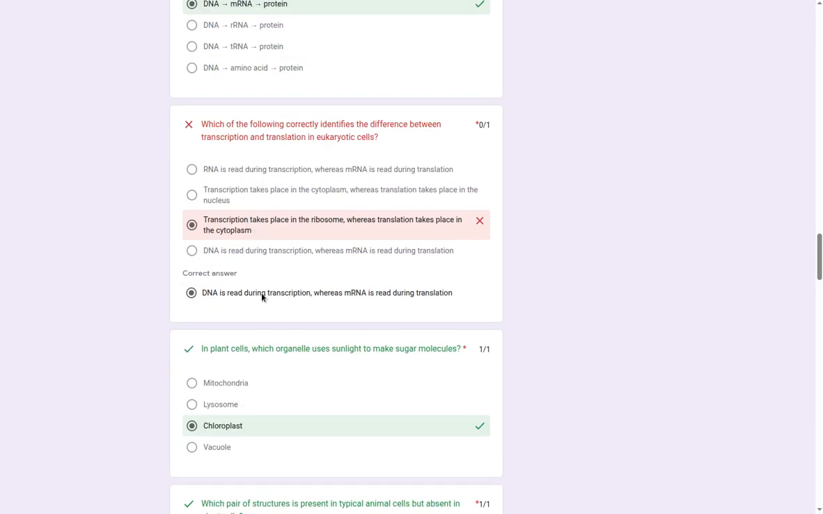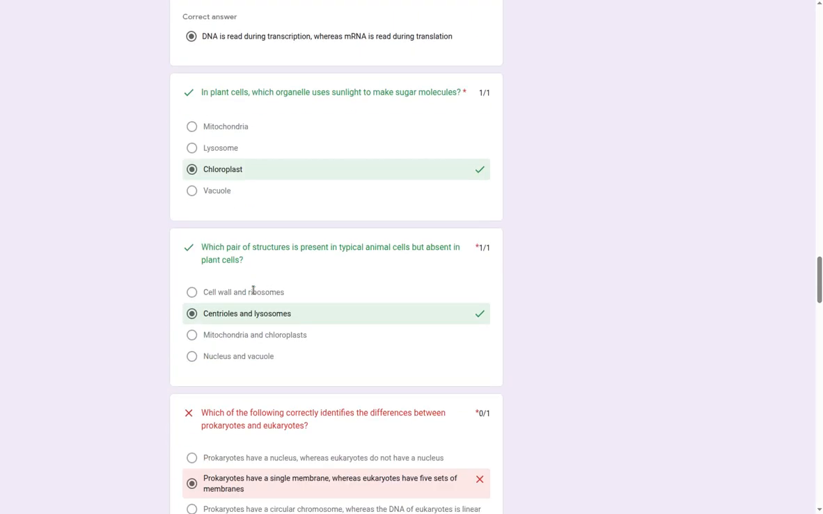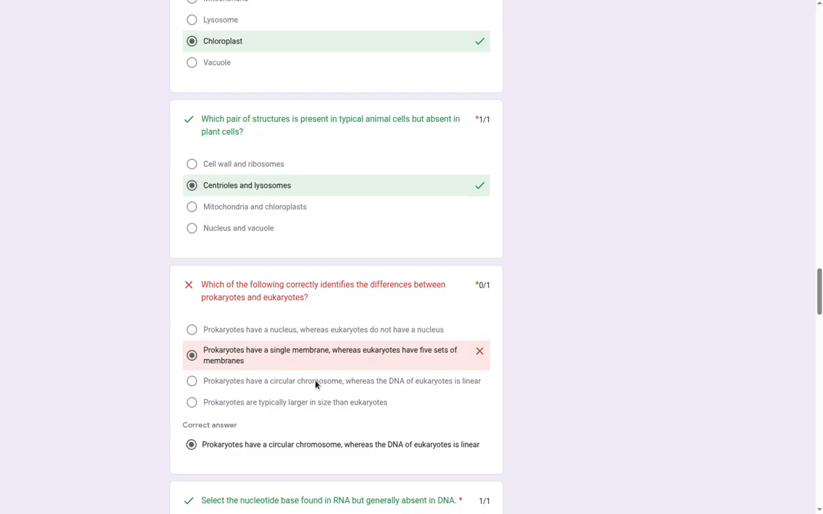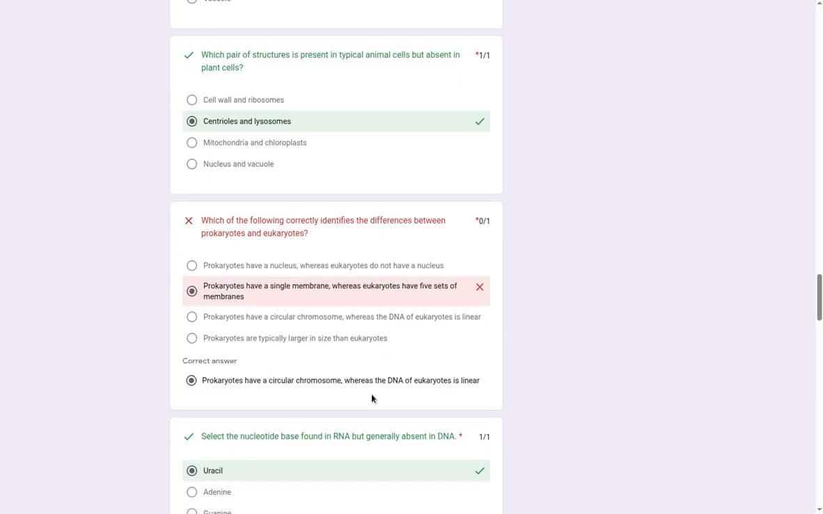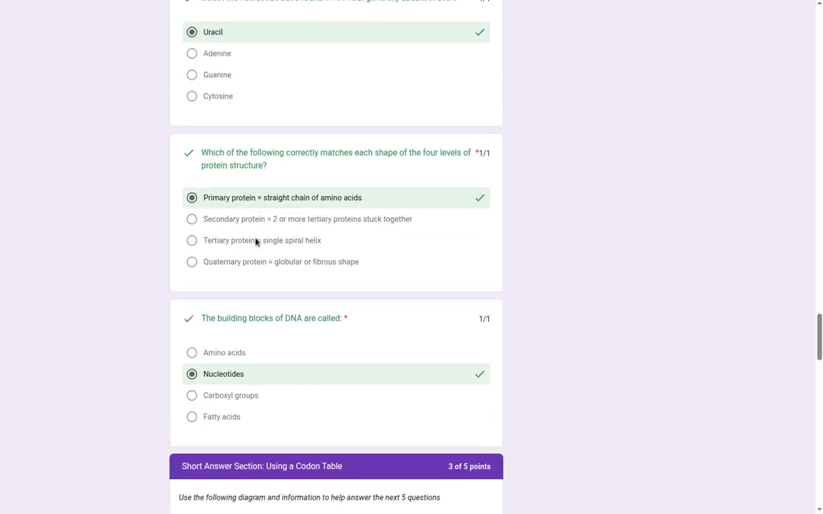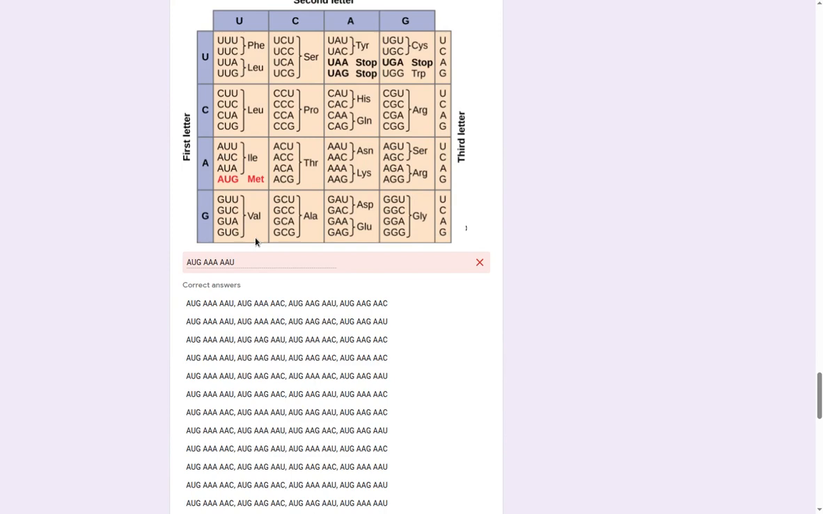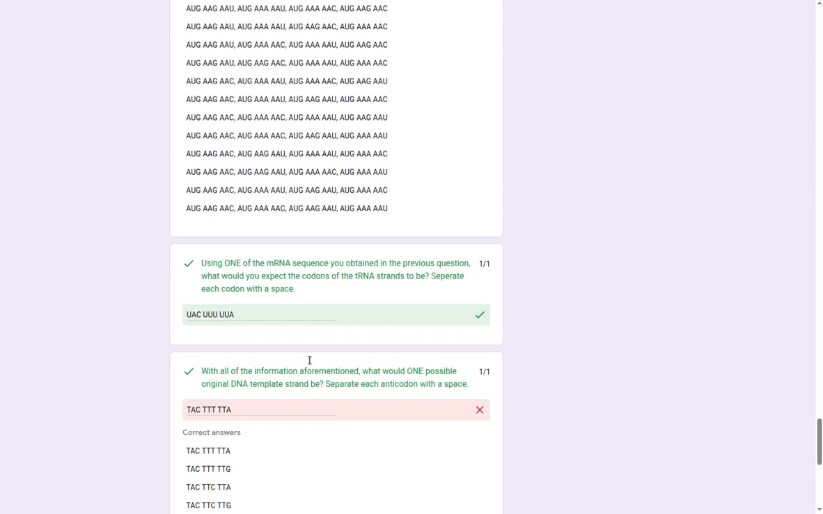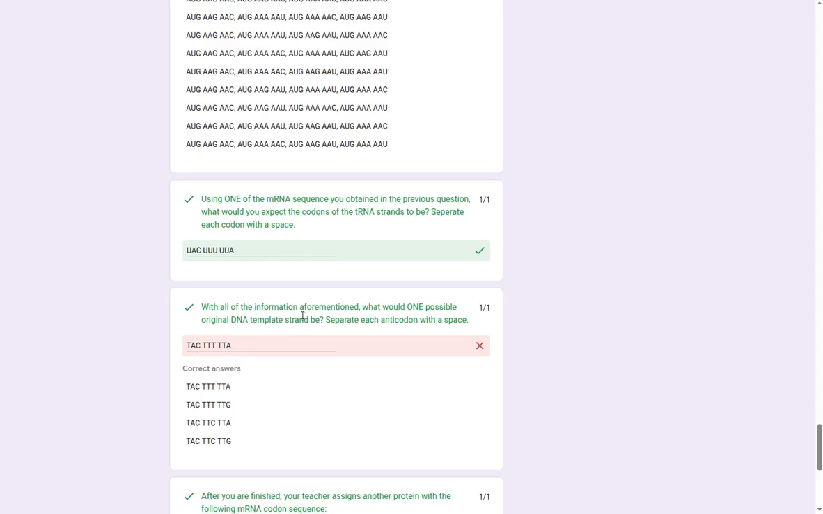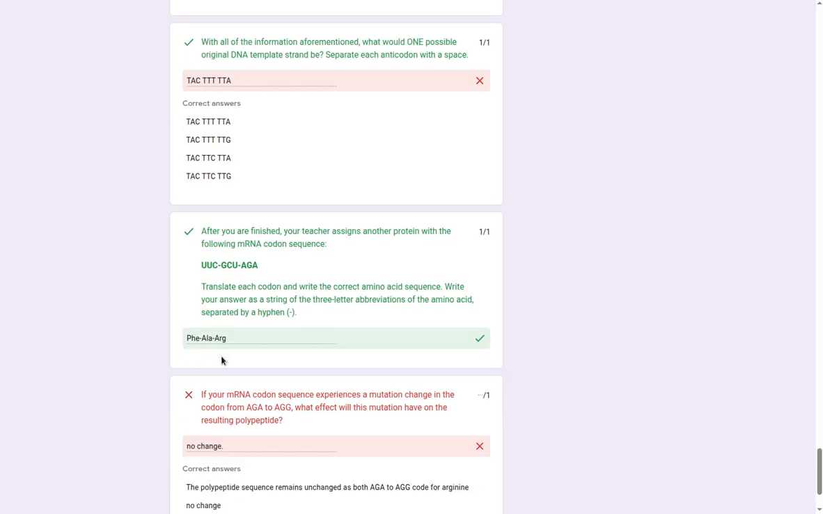So, okay, some mistake. Which of the following? Circular. Okay, so prokaryotes have a circular chromosome, whereas DNA of eukaryotes is linear. Okay, this I didn't know. So correct. So this one is correct. I can't name all. This one is correct. So this one is also correct. I can't name all. They expect me to name all, but that's okay. The concept is correct. This is correct.